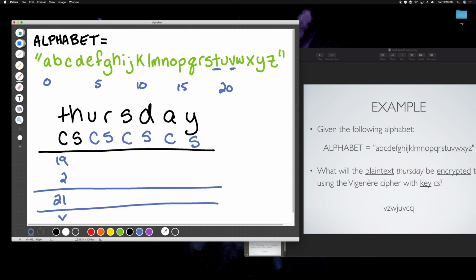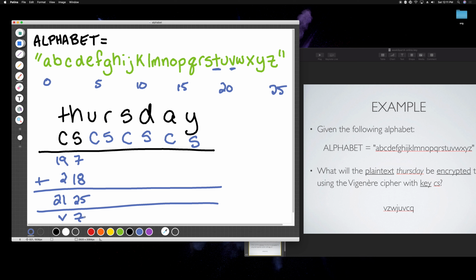Alright, next set of characters we have are H and S. H is right here at position 6, 7, looks like. S is down here at position 16, 17, 18. Yep, S is at 18. So we add these. 7 plus 18 is going to give us 25, which will give us the character Z. Cool, so that's the next letter in the ciphertext.